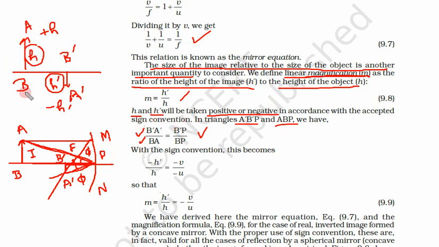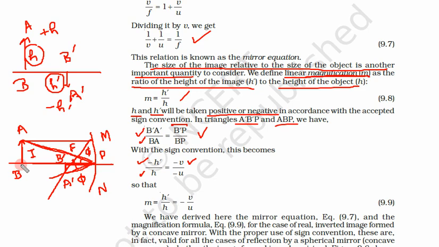So what is the value of this B dash A dash? It is minus h. What is AB? AB is h. Now what is this BP? B dash P is the distance of the image from the pole. So this was minus v, because all the distances are on the negative side on the x axis. So this is minus v.